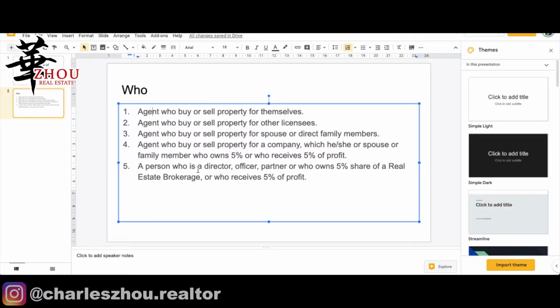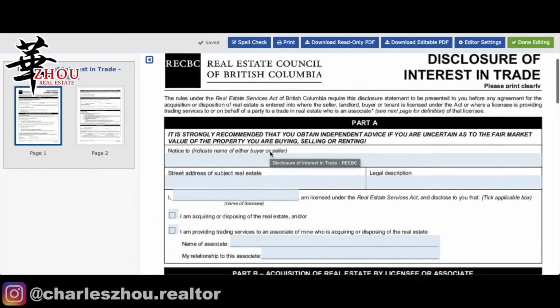A person who is a director, officer, partner, or who owns 5% of shares of a real estate brokerage, or who receives 5% profit of this real estate brokerage, has to disclose. Okay, so now we go back to the form and see how we can fill in the form.